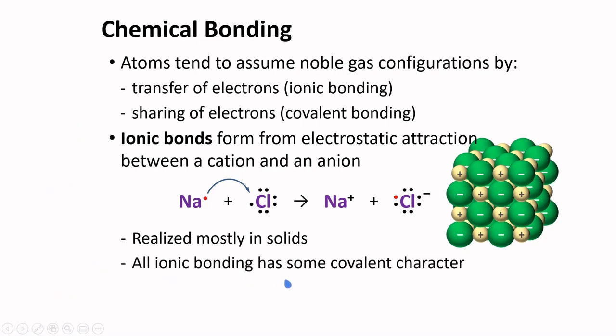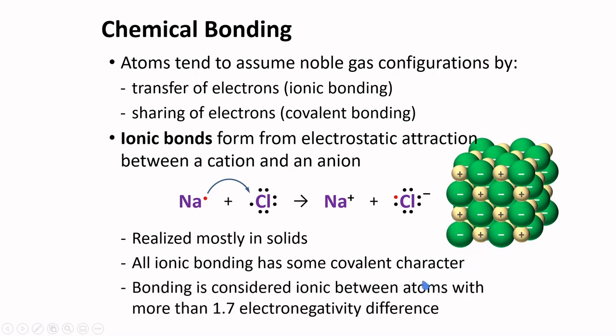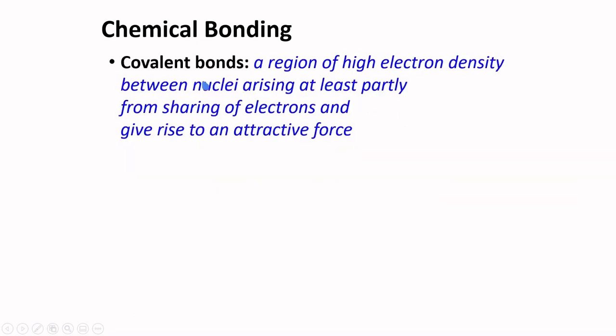All ionic bonds have some covalent character. Within this crystal, there is sharing of electrons, however small that may be. We can estimate atoms that will form ionic bonds when they have more than 1.7 electronegativity difference, according to the Pauling scale. Now to covalent bonds.